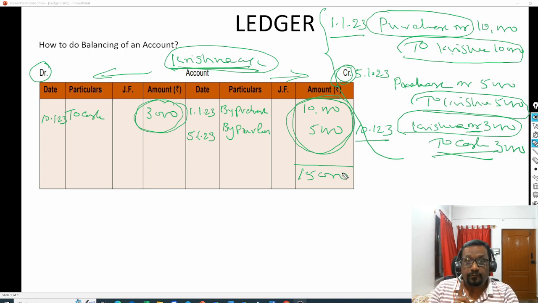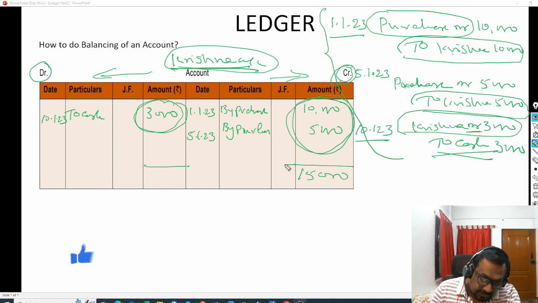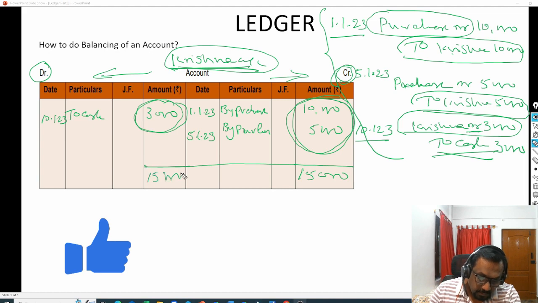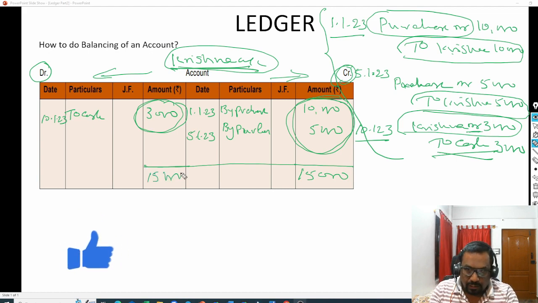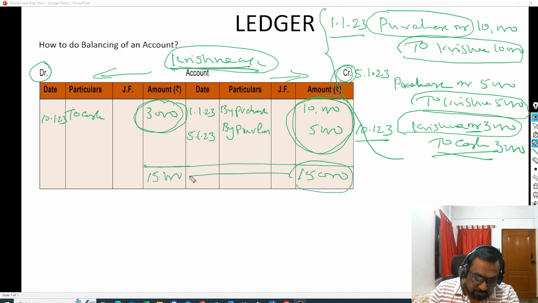Which side has the bigger amount we identified, that is the credit side, and we totaled that amount as 15,000. The same amount you need to put exactly opposite to this. You need to put 15,000. Krishna, do you have 15,000 here? You don't, but still whatever total amount you put here, the same amount you need to put here.